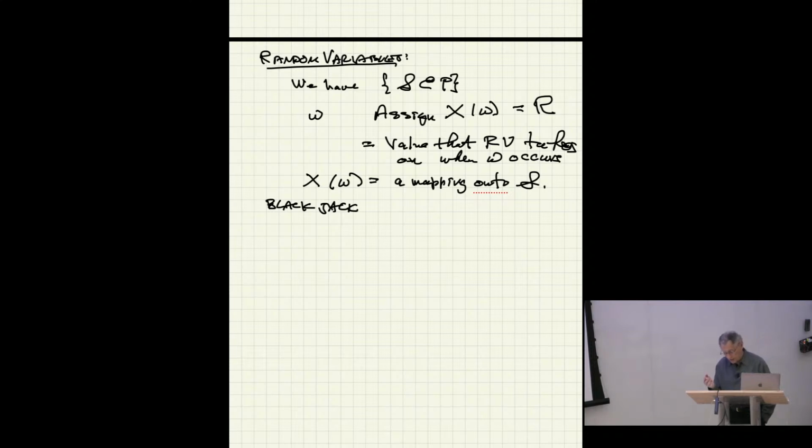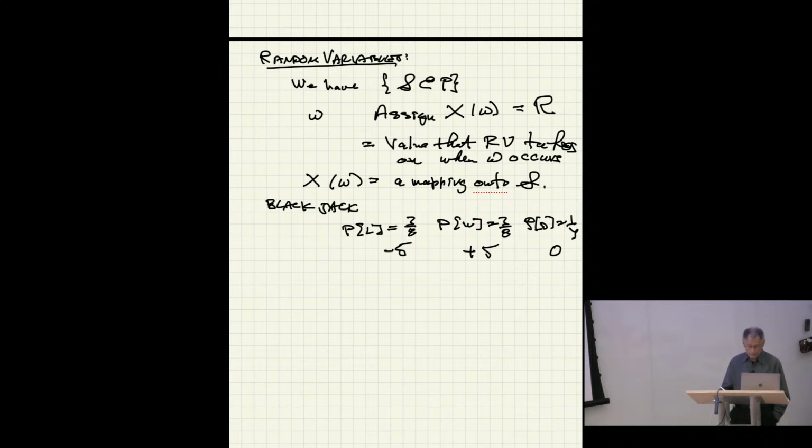So our blackjack example was the following. Let's assume for the moment there's only 3 outcomes in the blackjack example: win, lose, or draw. Those are events. I'm going to claim those are the only outcomes of the experiment. Then we said that P of lose equals 3/8, P of win equals 3/8, and P of draw equals 1/4.